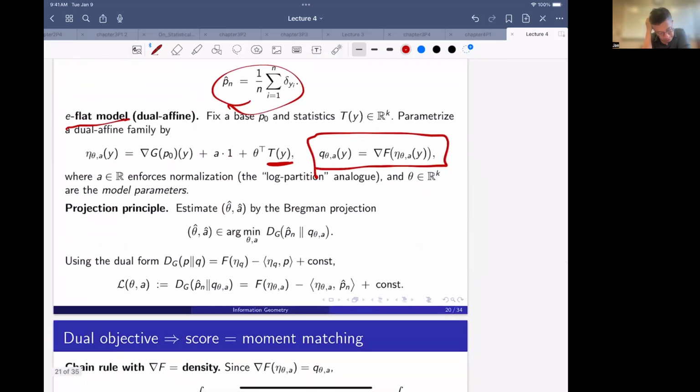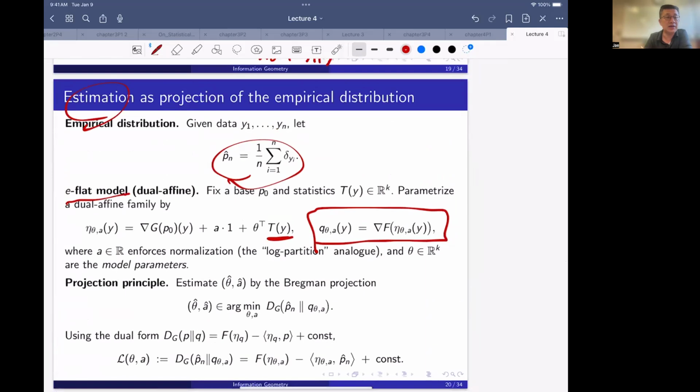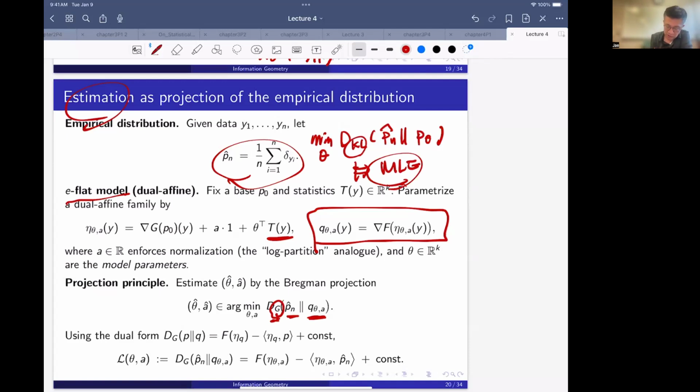Now how to do estimation? Remember, in the E flat model, the estimation is minimizing the KL between P hat and P theta, because that is actually MLE. So that is actually an M projection. We are going to do the same thing here. So we have the KL, which now changes to the Bregman divergence D_G, with P hat and the model. So we give a Bregman projection on the model space from the sample space, from the data space to the model space. That's it.